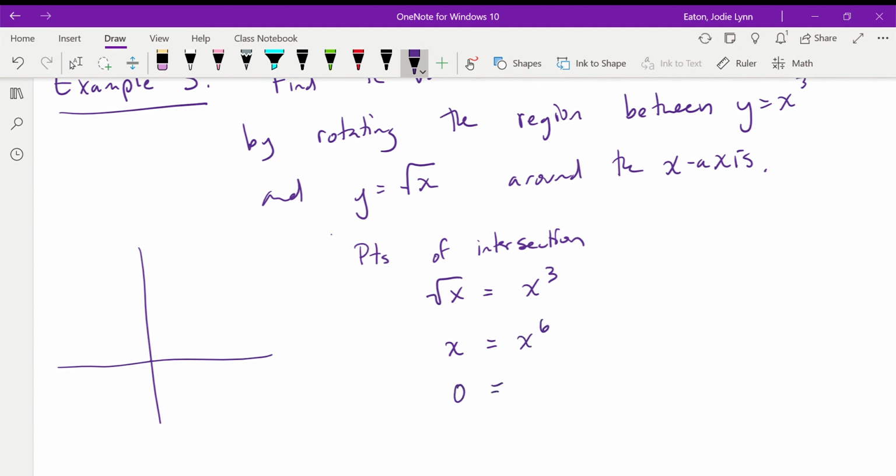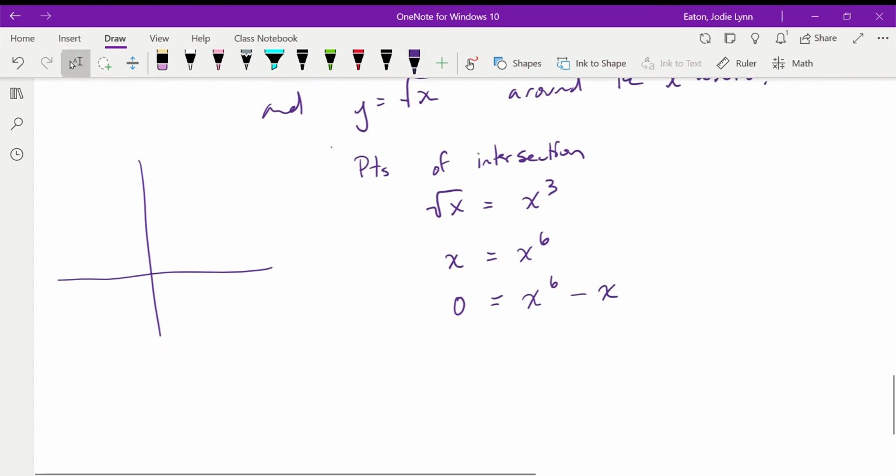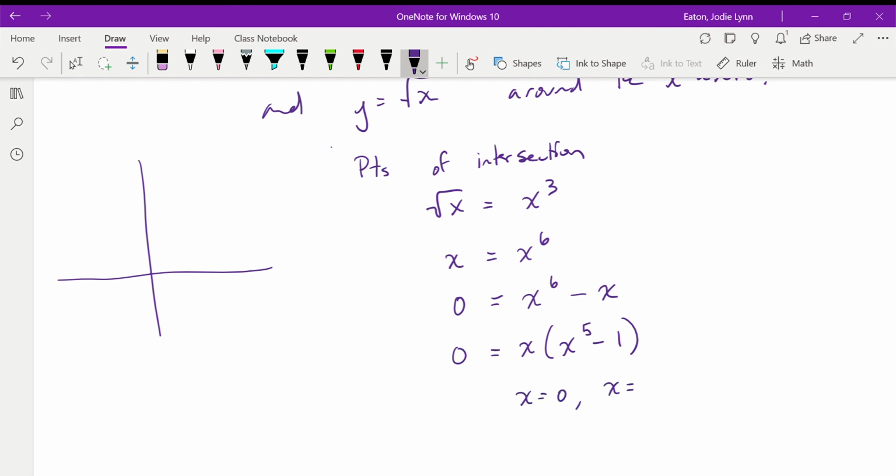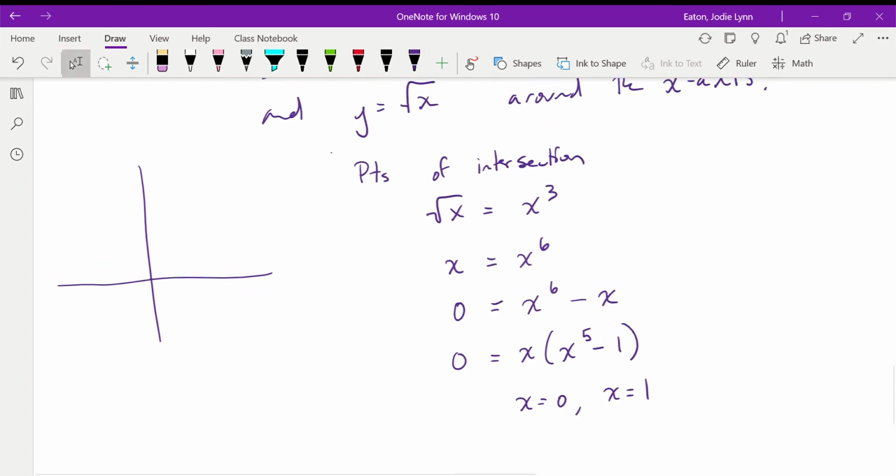We're not just going to divide by x; we get x to the 6th minus x equals 0. We factor out an x, we get x times x to the 5th minus 1 equals 0. So either x equals 0 or x equals 1. The 5th root of 1 is just 1. Okay, so those are my 2 points of intersection: x equals 0 and x equals 1.